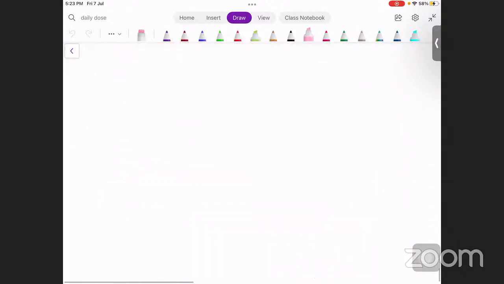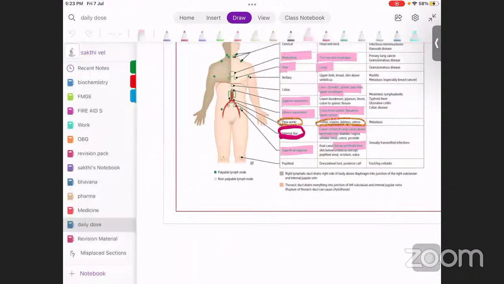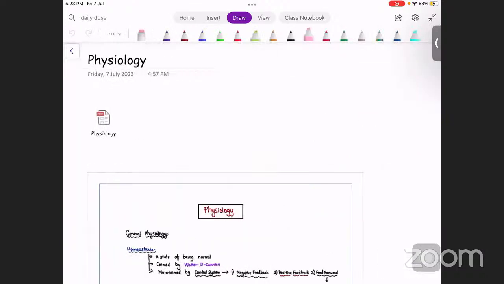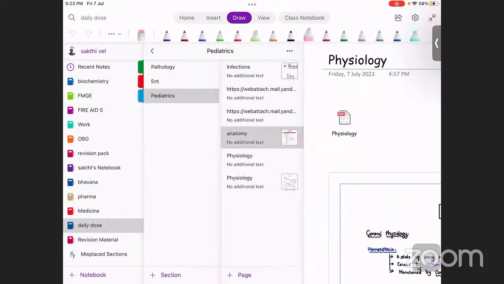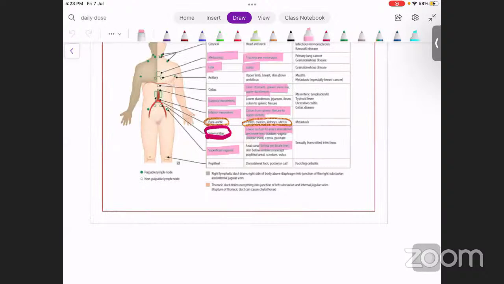Shall we move on to the physiology? If you want me to proceed to the physiology, type yes on the chat box. Or you need 5 minutes to revise the entire anatomy that we have taught yesterday and today. Just type yes on the chat box so that we can proceed with the physiology today. Shall we proceed with the physiology? Very good.